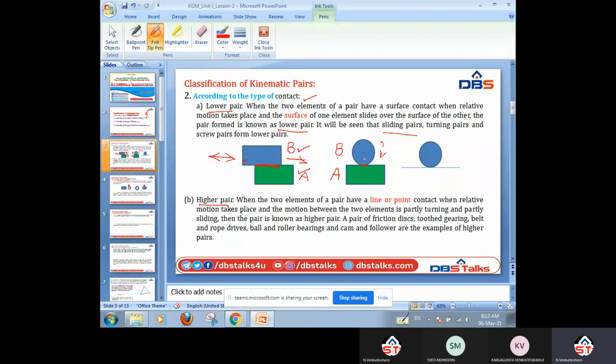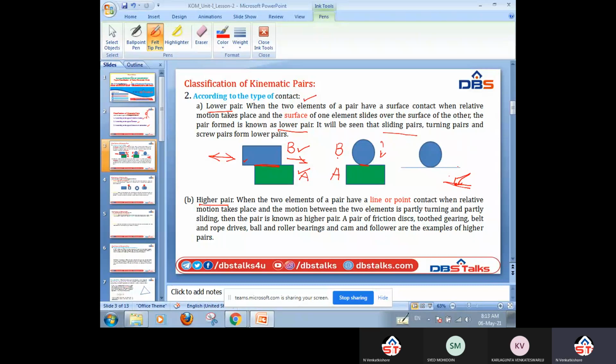That will form a higher pair. Or otherwise, suppose when we are writing a matter through a pen on a paper. Let us consider a paper. We are writing through a pencil or a pen. On the paper, the ballpoint pen or the nib will form a point contact.